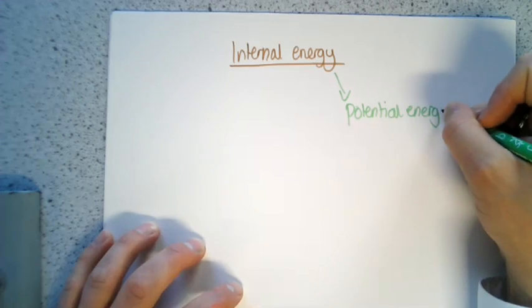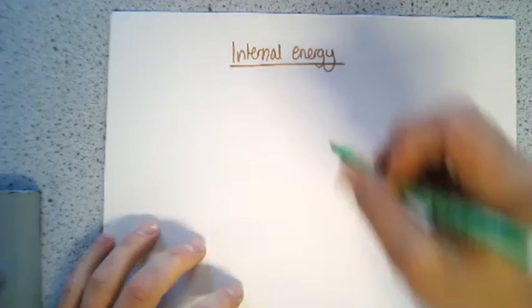So internal energy is the sum of all the energy in the particles. Potential energy is what is potential energy.